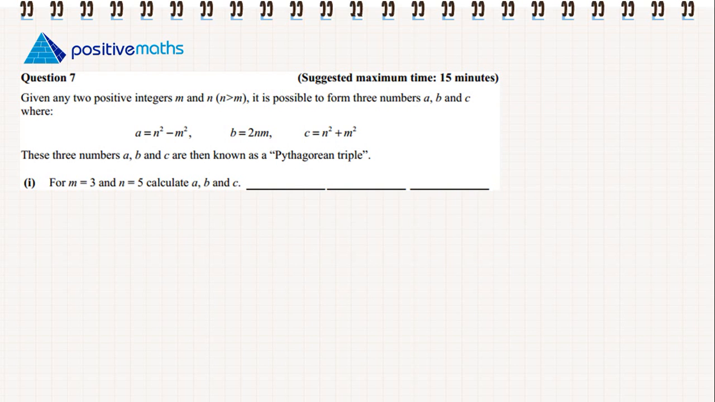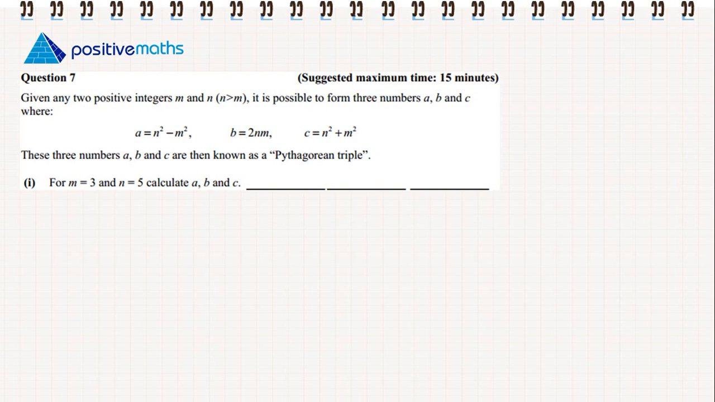Given any two positive integers, m and n, where n is greater than m, it is possible to form three numbers, a, b, and c, where a is equal to n squared minus m squared, b is equal to 2nm, and c is equal to n squared plus m squared. These three numbers, a, b, and c, are known as the Pythagorean triple.